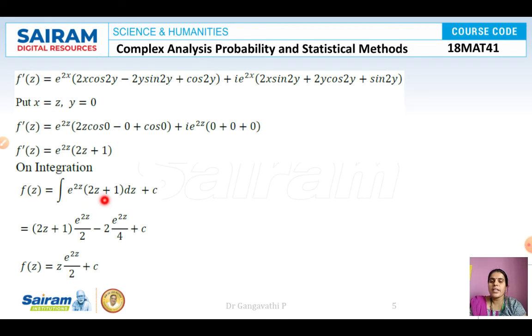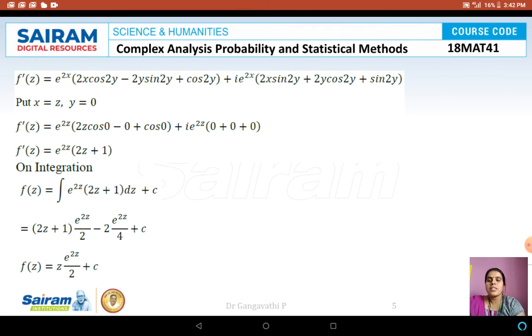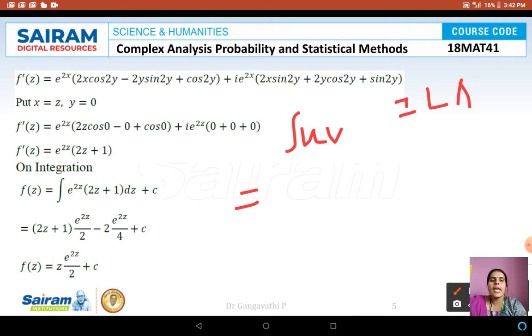One is exponential and the other one is algebraic, so you have to apply integration by parts. So what is integration by parts? Integral of u into v. You have to identify the first function and the second function using LIATE: logarithmic function, algebraic function, trigonometric function, exponential function. I represents inverse trigonometric. In the same order you have to consider.